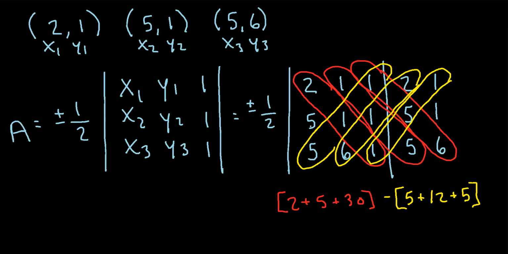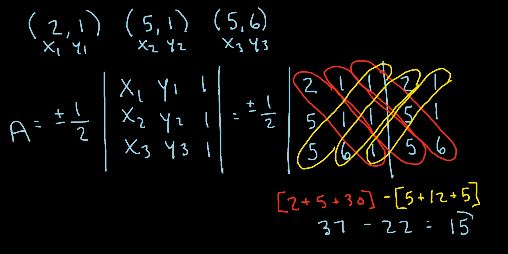So let's see what we get. 2 plus 5 plus 30, that's 37. And then we subtract 5 plus 12 is 17, plus 5 is 22. So we get 37 minus 22, which is 15. And the last step is we just have to multiply it by 1/2.